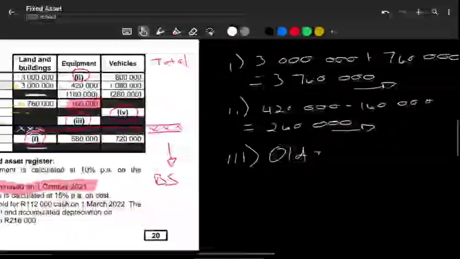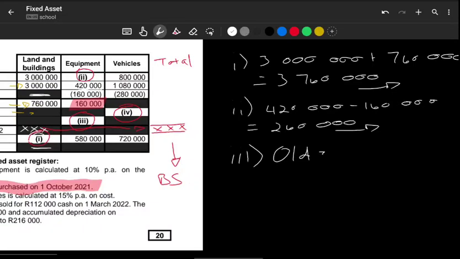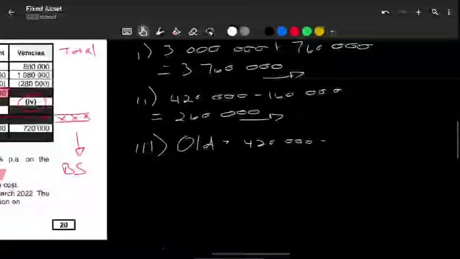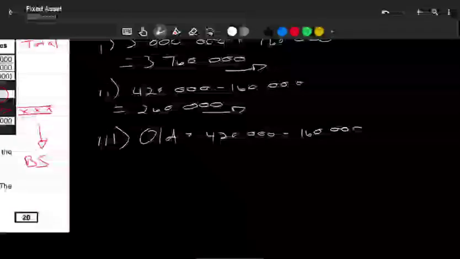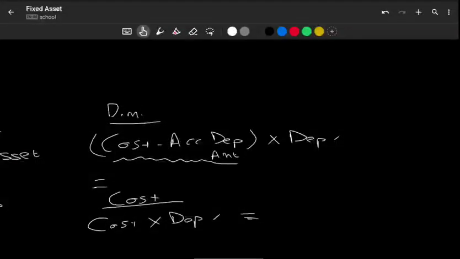So let's calculate that. Depreciation on our old equipment, we didn't sell any equipment, so it will just be our cost, 420,000 minus 160,000, 160,000 multiplied by 10%. As you can see here, we've already calculated this. We've already calculated the carrying value. I forgot to say this calculation in here is your carrying value.